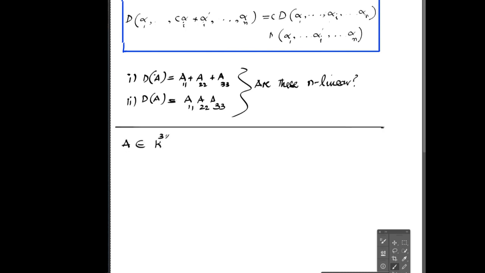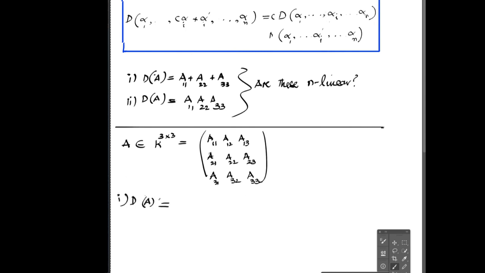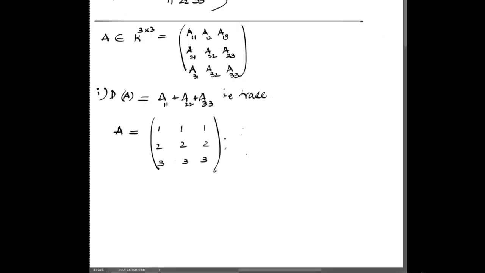So if we take A as a generic 3 by 3 matrix, as shown here, then the function d of A becomes a sum of the diagonal terms, A11 plus A22 plus A33. So that would be the first example. To look at this in further detail, I'll use a numerical example. I'm going to create a simple matrix A.